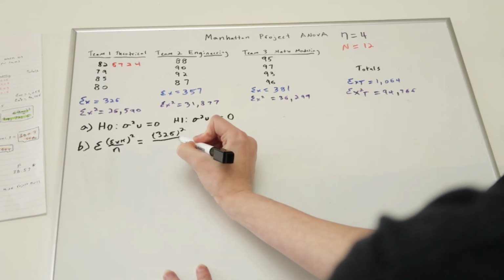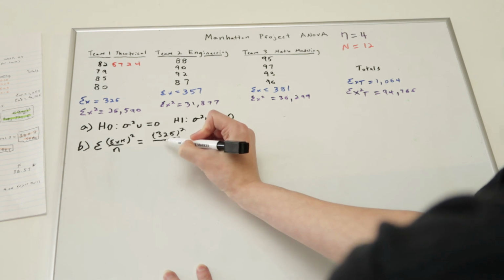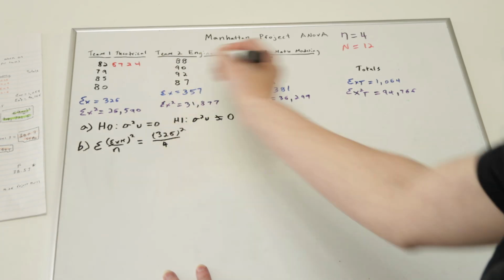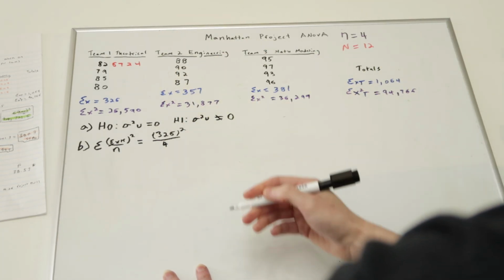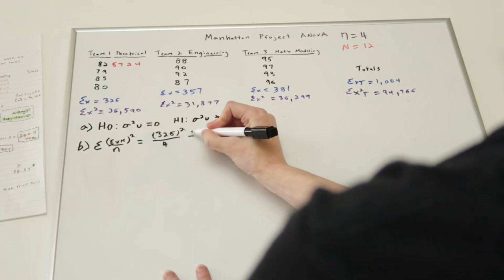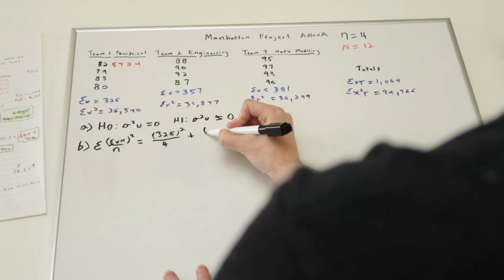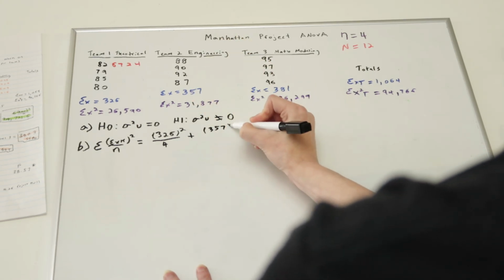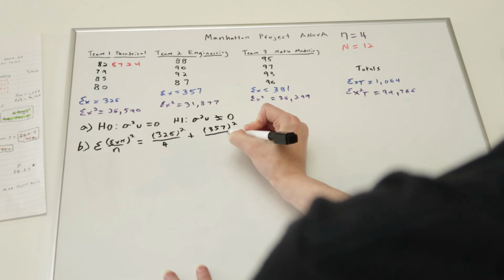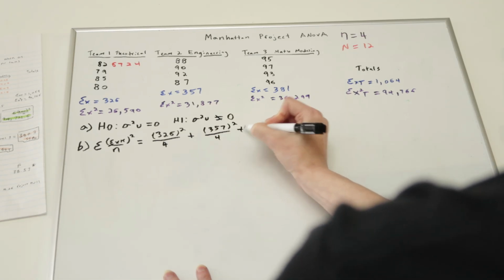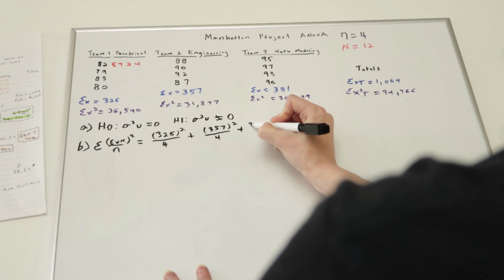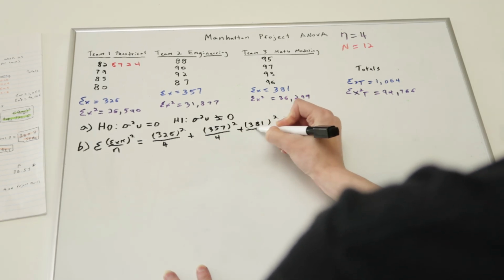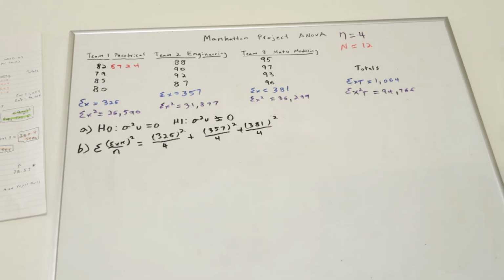And then on the bottom we put n, which remember little n is 4 because we have 4 in each group, 4 scientists. And we're going to do that with each group. So then you're going to add 357, which is here. That's the sum of scores for this group. Squaring that, putting that over 4. And then you're going to do the same thing with the final group, 381, squared over 4, like so.